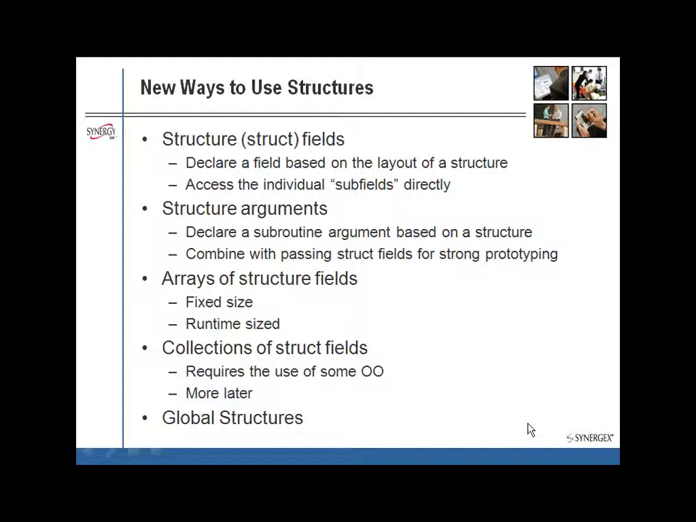Version 9 adds support for Struct Fields, which is a way of defining a field based on the layout of a structure. It's also now possible to use structures to define subroutine arguments, and there are some great reasons to do so, related to strong prototyping. We can also now declare both fixed and variable sized arrays of struct fields, and through the use of a little bit of OO code, we can also manipulate dynamic collections of struct fields. And other things, in fact. We'll look at these in more detail later. There's also a new type of structure, called a global structure.